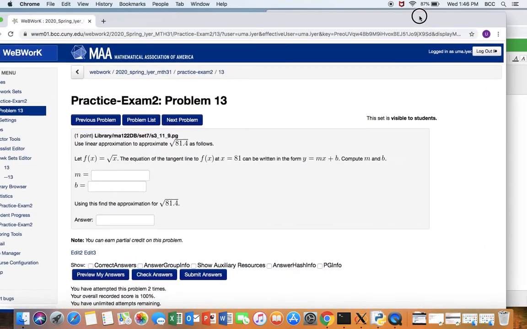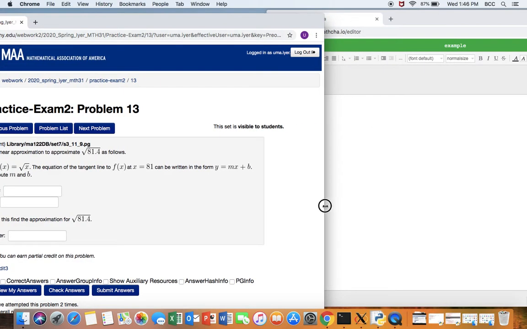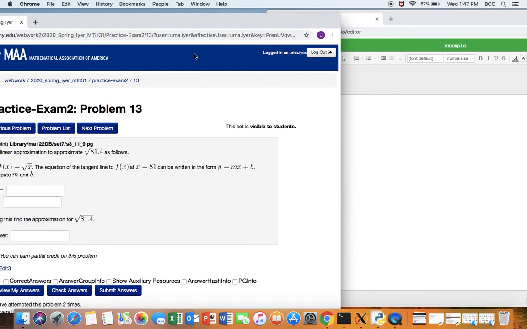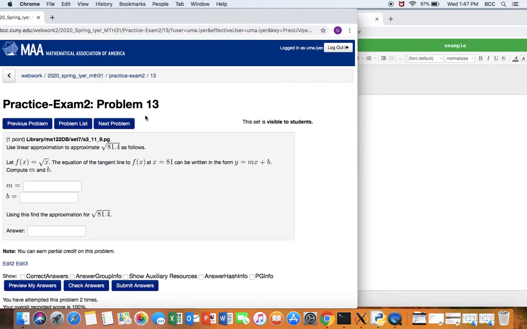Okay, welcome everyone. This is problem 13 of practice exam 2. I'm shrinking my pages so that you can see both pages cleanly. So problem 13 is the following. Use linear approximation to approximate square root 81.4.